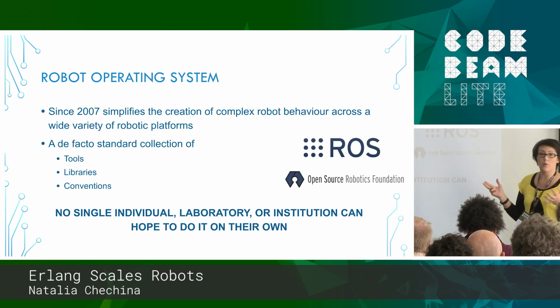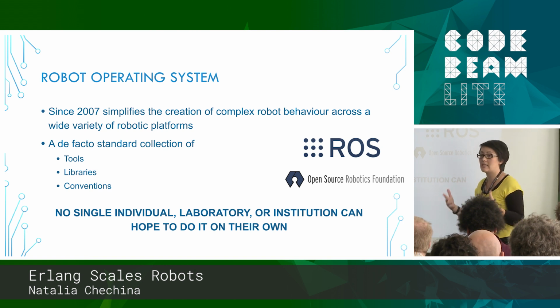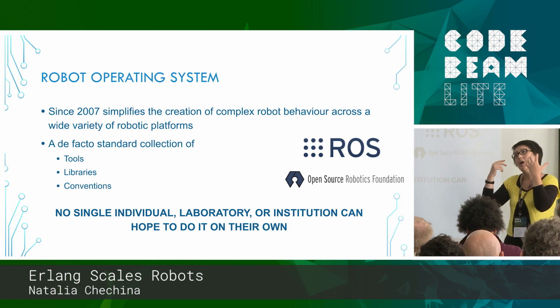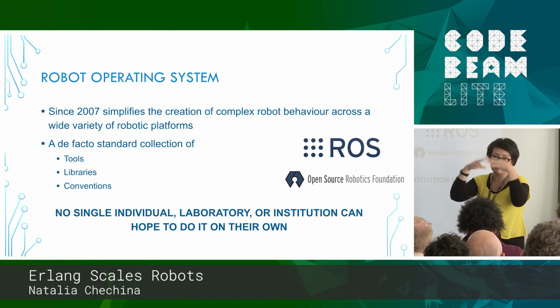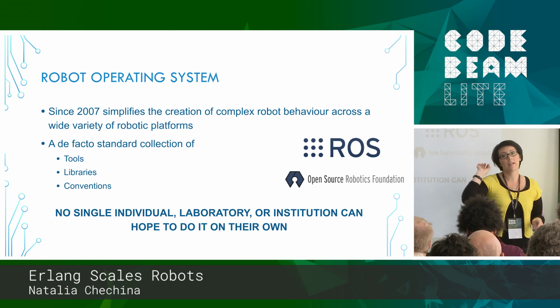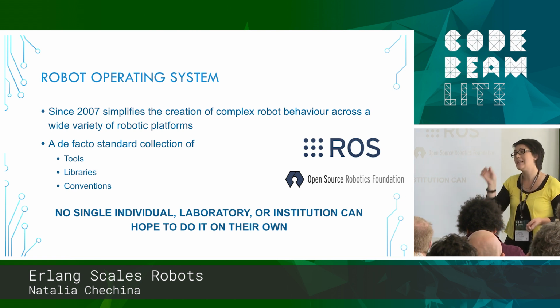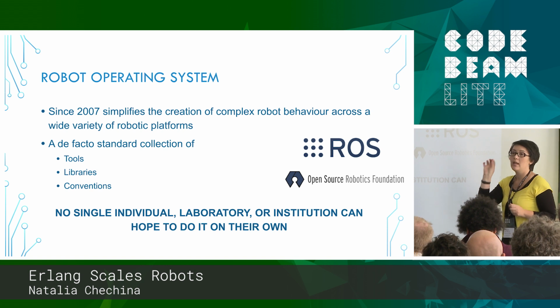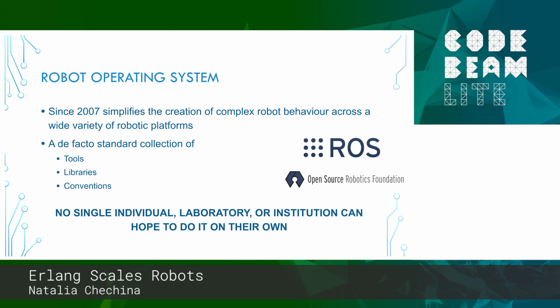So a little bit about ROS. What is ROS? ROS is Robot Operating System. It's not actually an operating system, it's middleware. It usually works on top of a Linux operating system. It has been around since 2007, and the reason for it is that no single institution can cope with the variety of robots and all the aspects that must be covered, right? So they decided, okay, we need something, and they came up with ROS, and it is tools, libraries, and conventions.